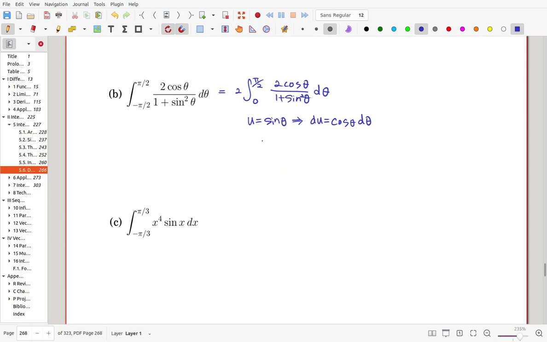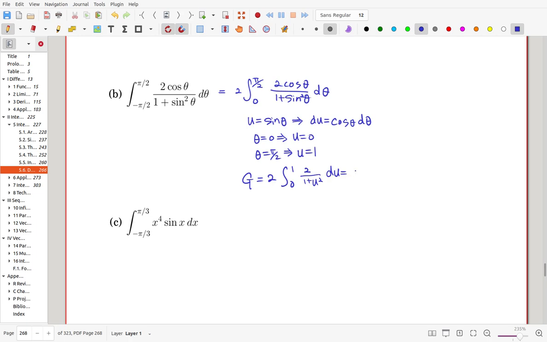Okay. Now we have to find the lower bound and upper bound for u. Theta equals 0 implies sine 0, which is 0. Theta equals pi over 2 gives sine pi over 2, which is 1, so u is 1. So the given integral is the same as twice the integral from 0 to 1, with the new lower and upper bounds for u, of 2 divided by 1 plus u squared, and cosine theta d theta is du.